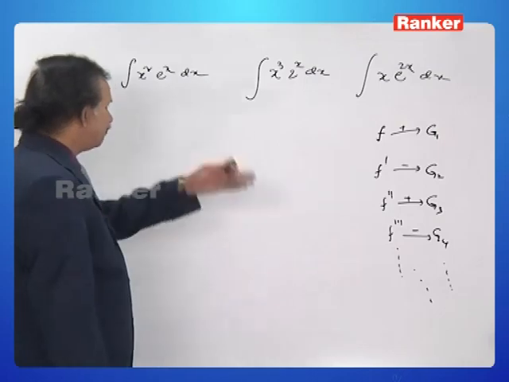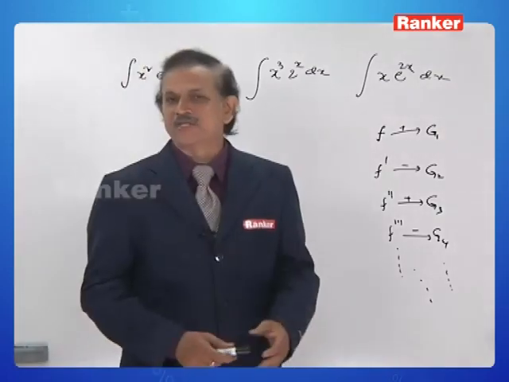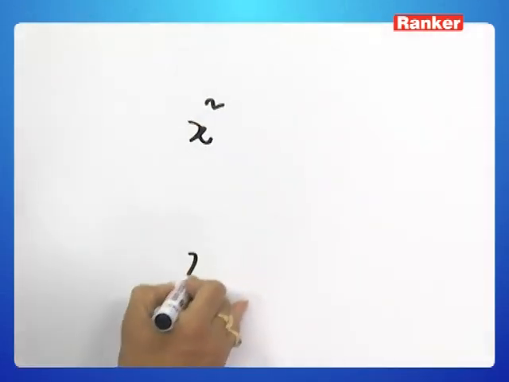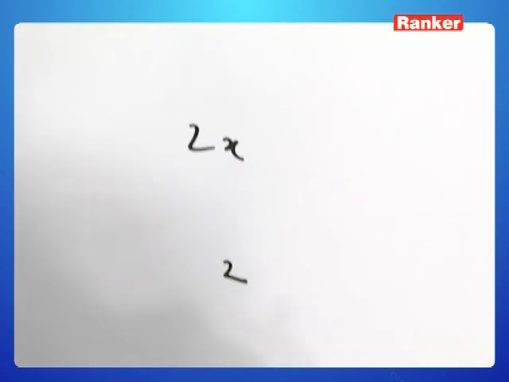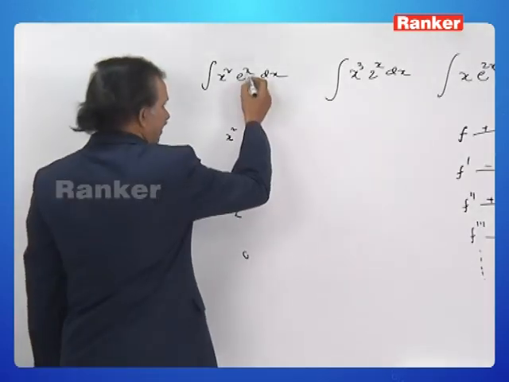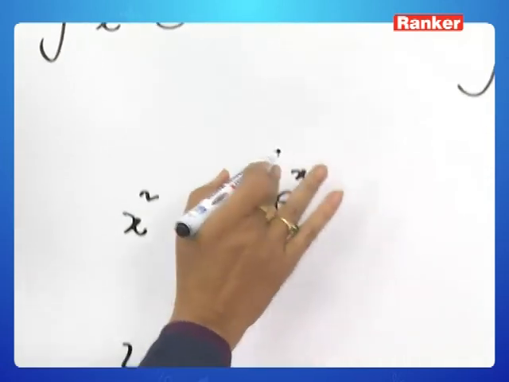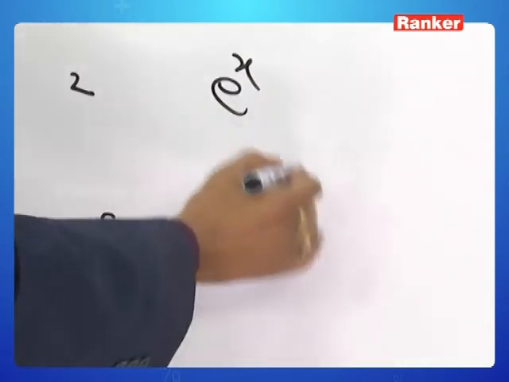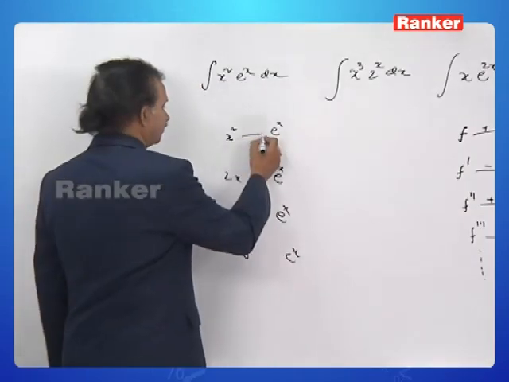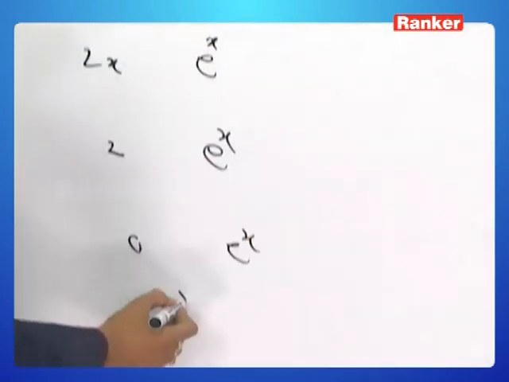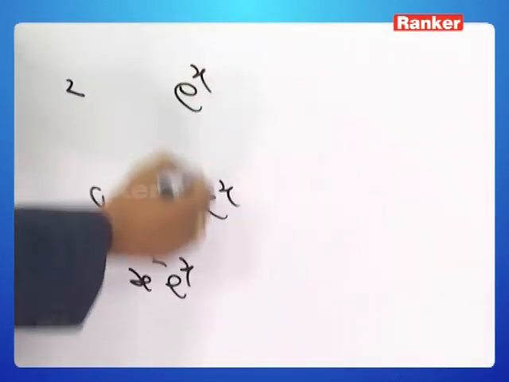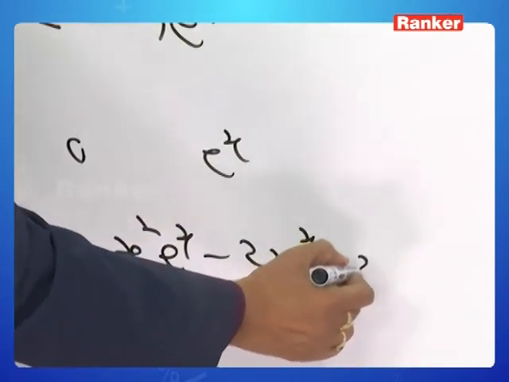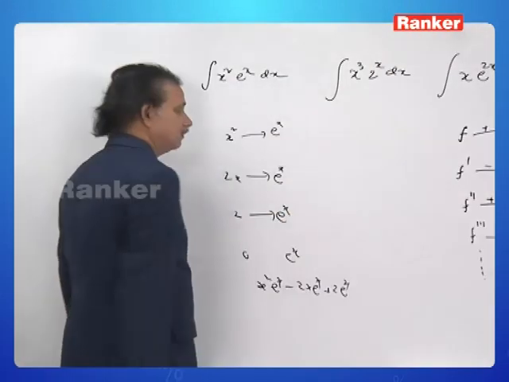Let us now try to apply this here in this problem. We shall now apply that procedure. This is f, x square, its derivative, its derivative, its derivative. Stop there. Second function, its integral, integral of this, integral of this, integral of this. Imagine the answer, x square e power x minus 2x e power x plus 2 e power x minus 0. That's all the answer.